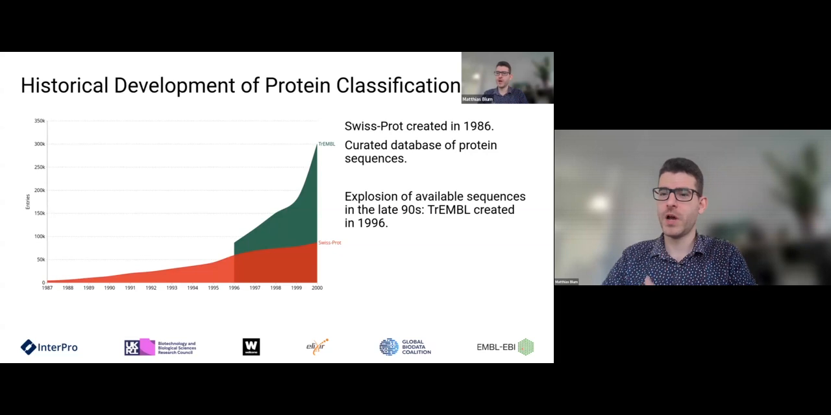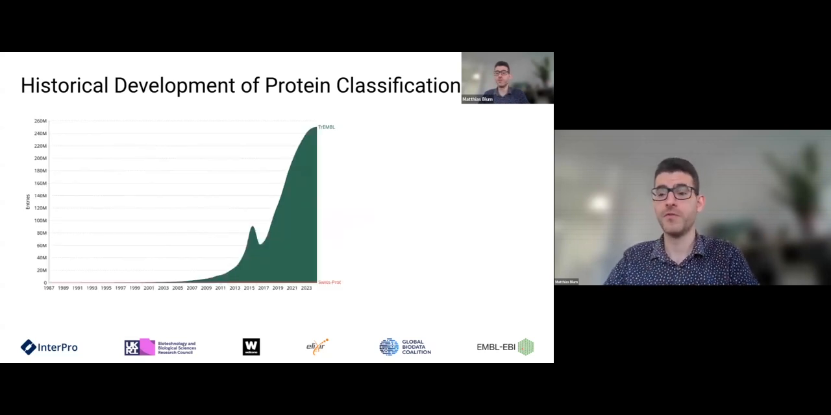TrEMBL was supposed to be a preliminary section of Swiss-Prot, a collection of unreviewed sequences, most of which would eventually be moved to Swiss-Prot. However, after 4 years, TrEMBL was more than 3 times bigger than Swiss-Prot, and it's more than 400 times bigger now.